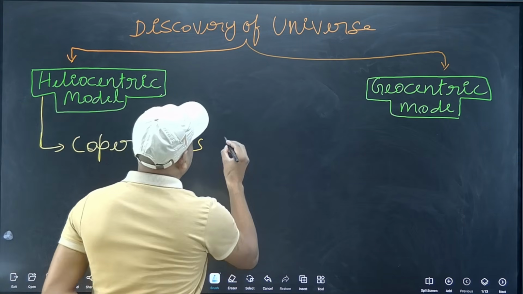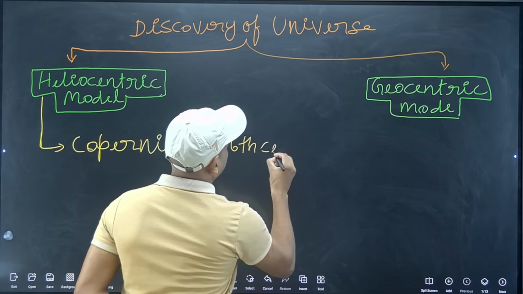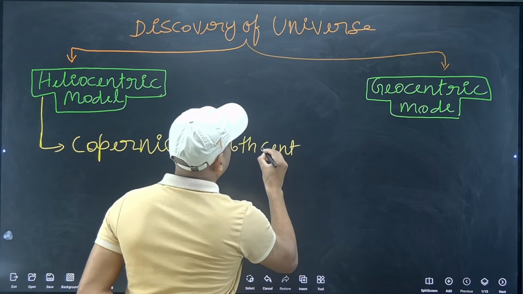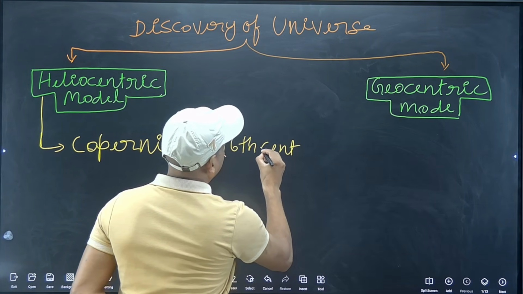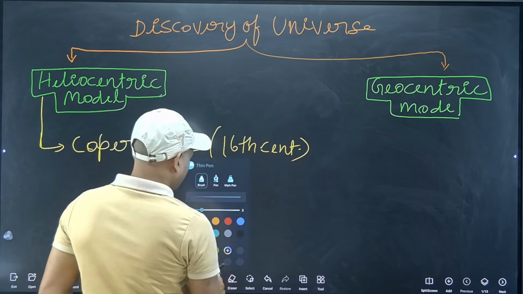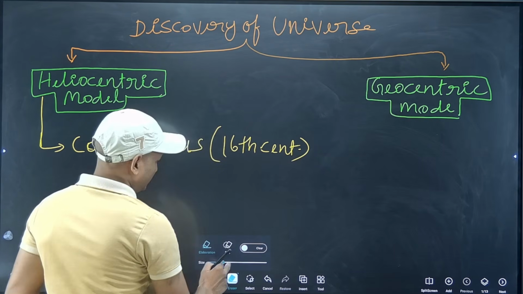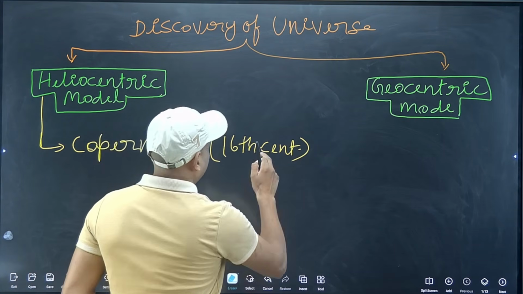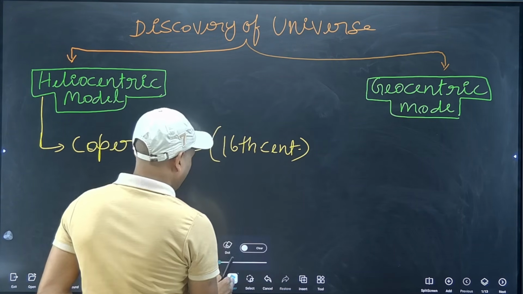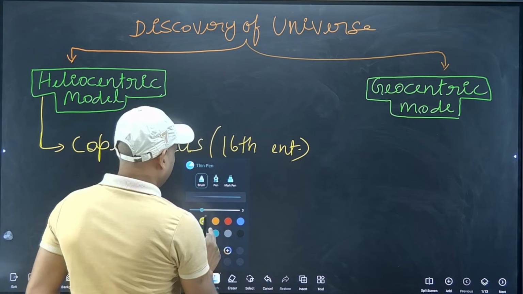So Copernicus belonged especially to the 16th century, and he talked about the heliocentric model around the 16th century.